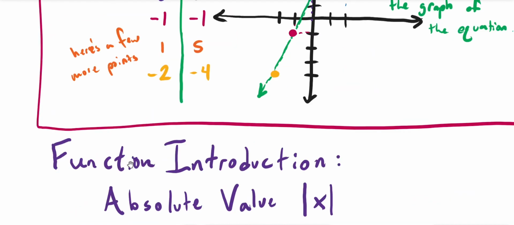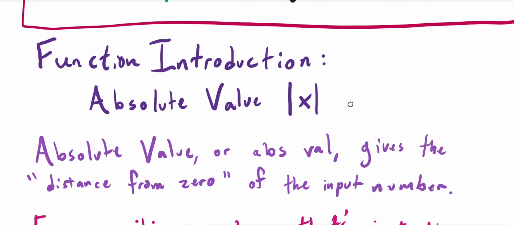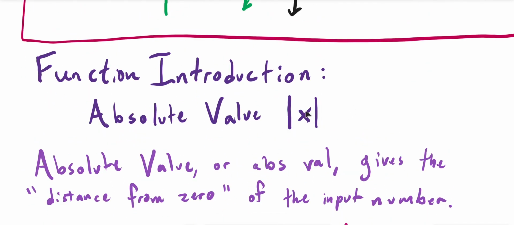Now let's talk about a new function. Maybe you've seen it before, but we'll introduce it here. This is the function called the absolute value. It's an equation that we're going to be using quite a bit. And what the absolute value does is it tells you what the distance from 0 of the number inside is. Distance is always a positive thing.